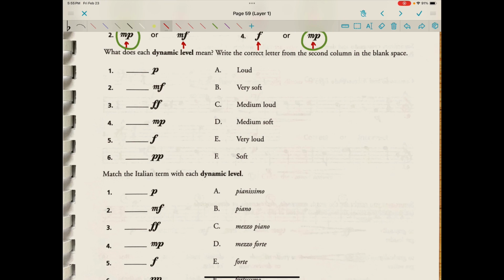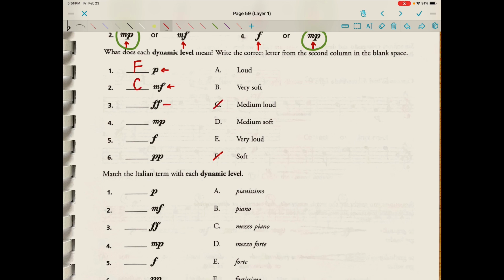What does each dynamic level mean? Write the correct letter from the second column in the blank space. So we have our P for piano. Piano means soft, so we need our F. Our next one is mezzo forte, which means medium loud. So we'll put our C right here.